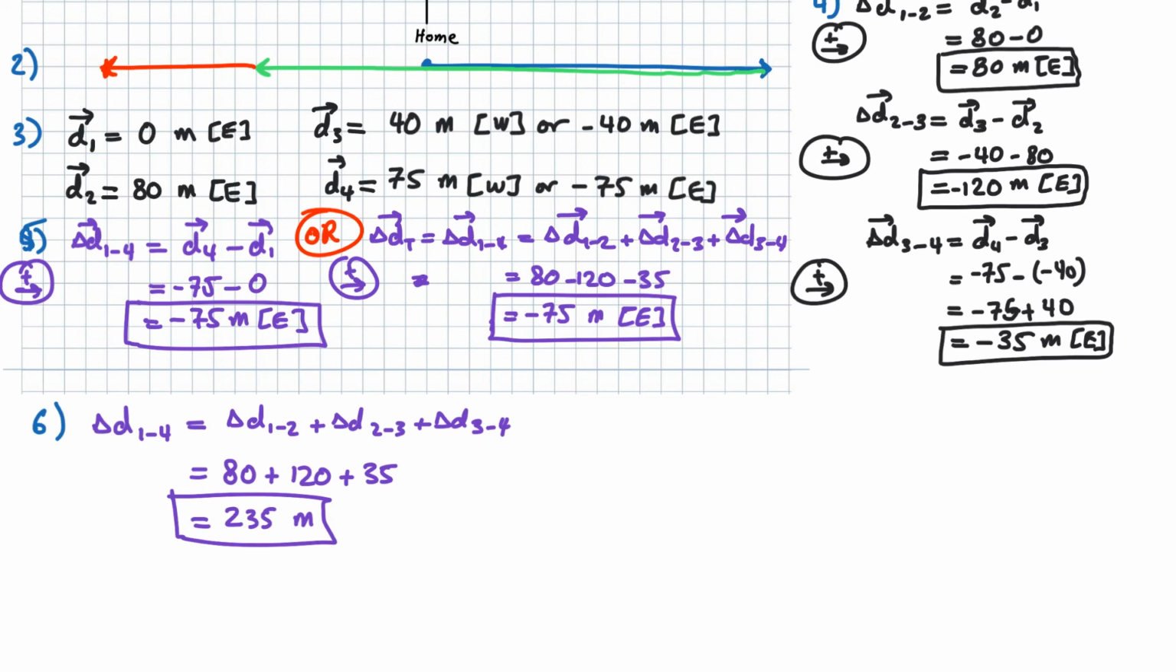And finally, the last question says to check to see if your displacement is correct using the vector diagram. And my vector diagram is already here, so I'm just going to use the same one in this question. Or actually, let's do a new one. It doesn't really matter. 7. We start here, we move in this direction for 80 meters. And then we move back. I'm going to use the green again in this direction. And we go for 120 meters. And then we go from here to here for another 35 meters.